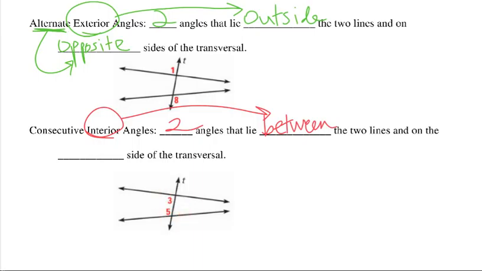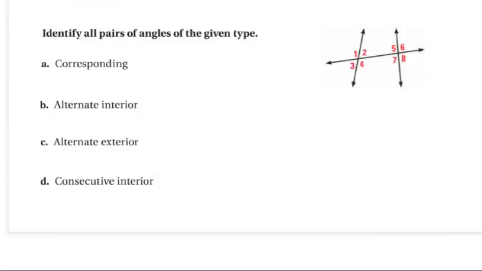One of the biggest things that I want you to know in this video is being able to label these 4 different types of angles when you see a picture. So what I would like you to do right now is, looking at this picture, we're going to go through and do a couple of them. I'm going to find 2 different pairs, and I want you to find some other ones.